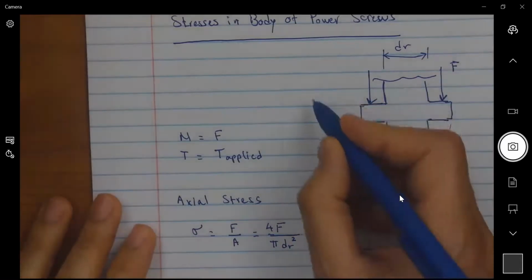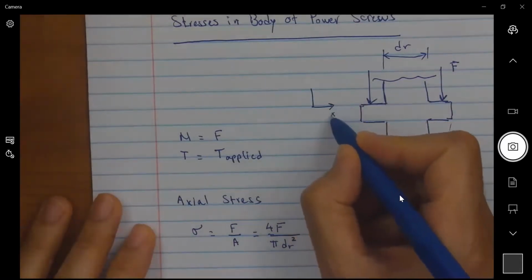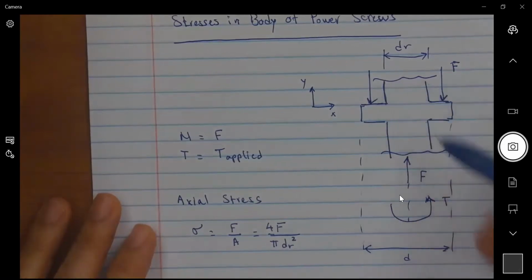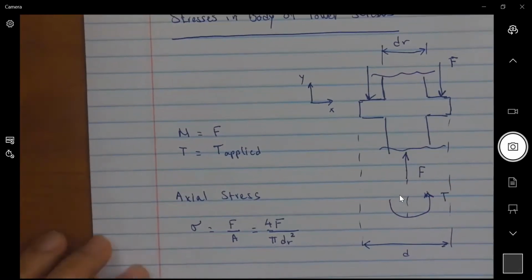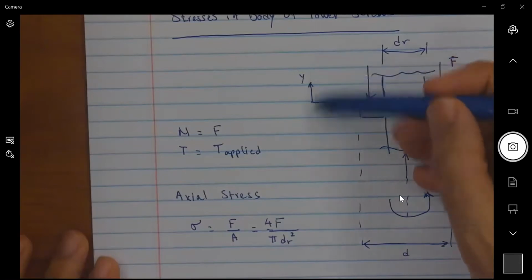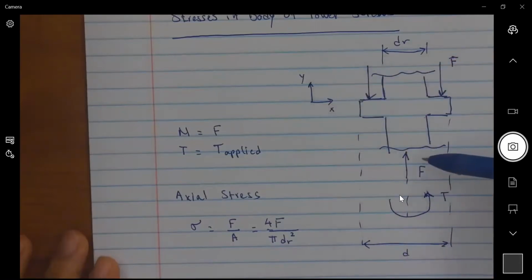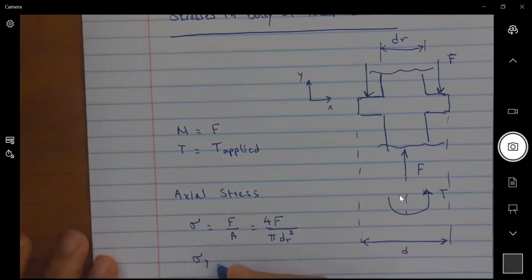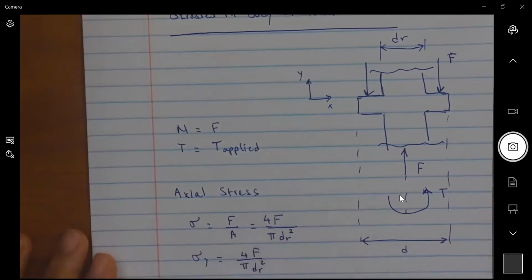Now, if I consider my power screw in the XY plane, where Y is the vertical direction, then in the body of this screw, this axial stress is acting in which direction? This is my Y. This is my F, right? So sigma would be acting in the Y direction. So we can say we have a sigma Y that is equal to 4F divided by pi dr squared.